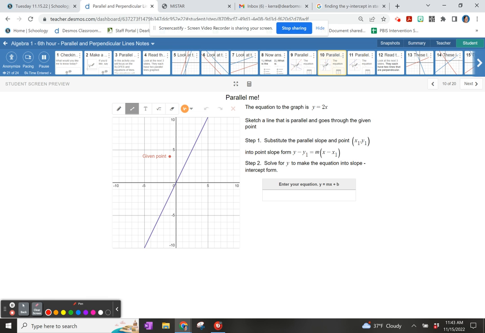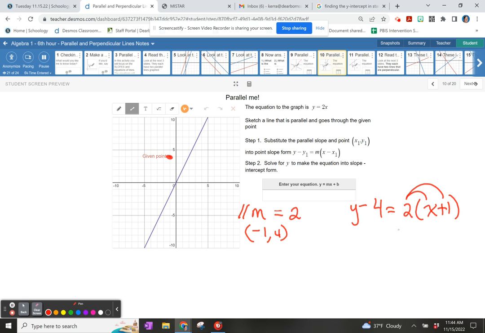Same thing here. I have this line graphed. It's 2x. It's already graphed for us. But it says we need to graph the parallel line. Parallel is the same slope. And then goes through that point, which is -1, 4. So we're going to do the triple substitution. And then just remember, minus a negative is really adding 1.